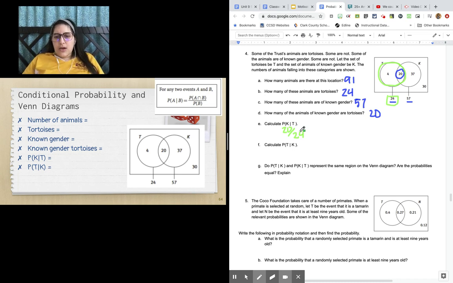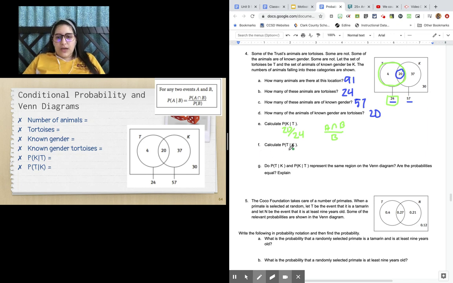Remember our definition: the probability of A given B is A and B divided by B. So 20 is the intersection of T and K, divided by T, the restrictor category.